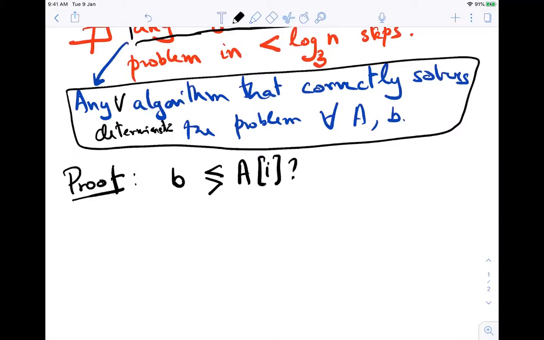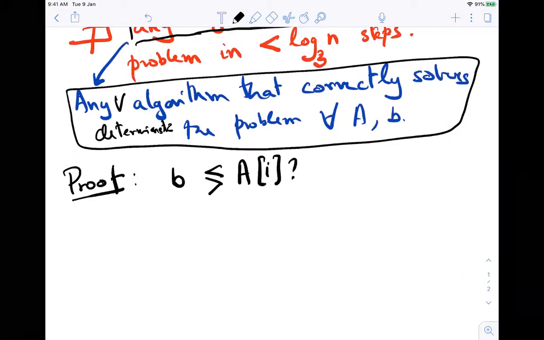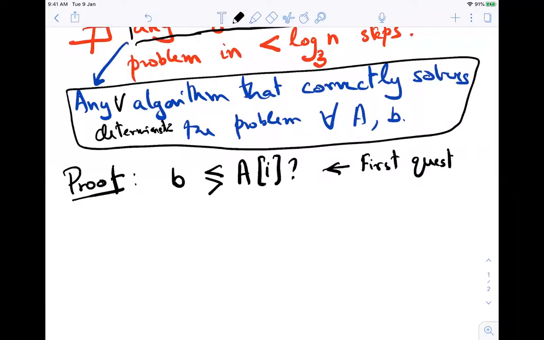The first question that one can ask is, is B less than A_i, greater than A_i, or equal to A_i? I don't know what that i is. This is the first question you can ask. Again, I don't know what i is. i can be anywhere.